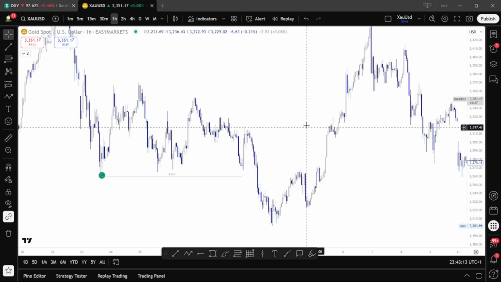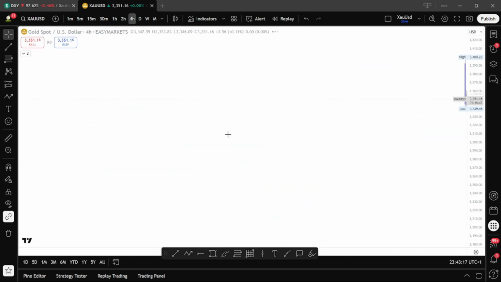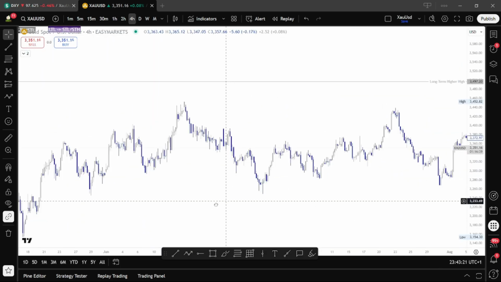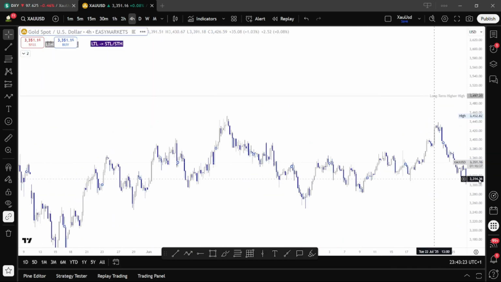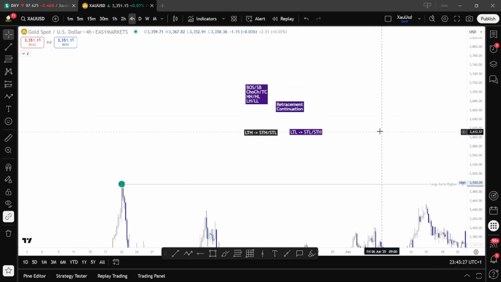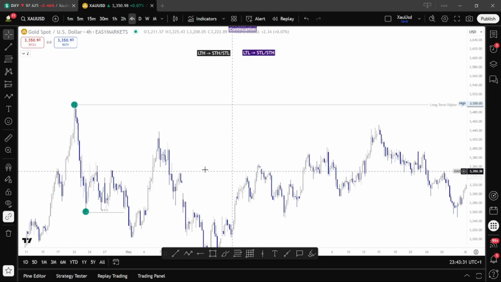So what is market structure in general? Market structure in general tells us the direction of a particular trend at a period of time. So remember, the market is fractal in nature. Whatever I display here, if I zoom to a lower time frame, you're definitely going to see something similar to that.